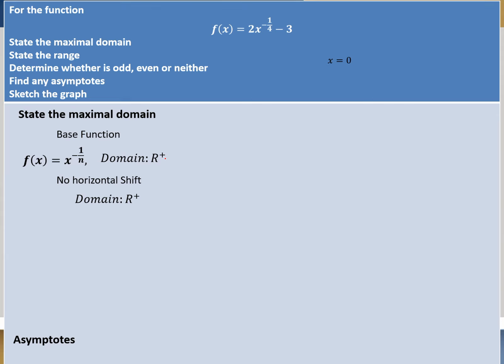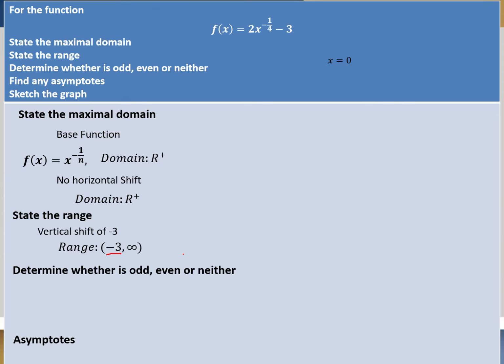Then I go on to stating the range. So the range here, again, I think about this graph as just going to be in quadrant 1, but I have a shift here, a vertical shift of 3 units down. So that means I go 3 units down from 0 and I get to -3, but there'll be an asymptote there. So it can't equal -3 to infinity. To determine if it's odd, even, or neither, I have to plug -x into my equation. And I can't get it to either one of these equations, so it's neither.